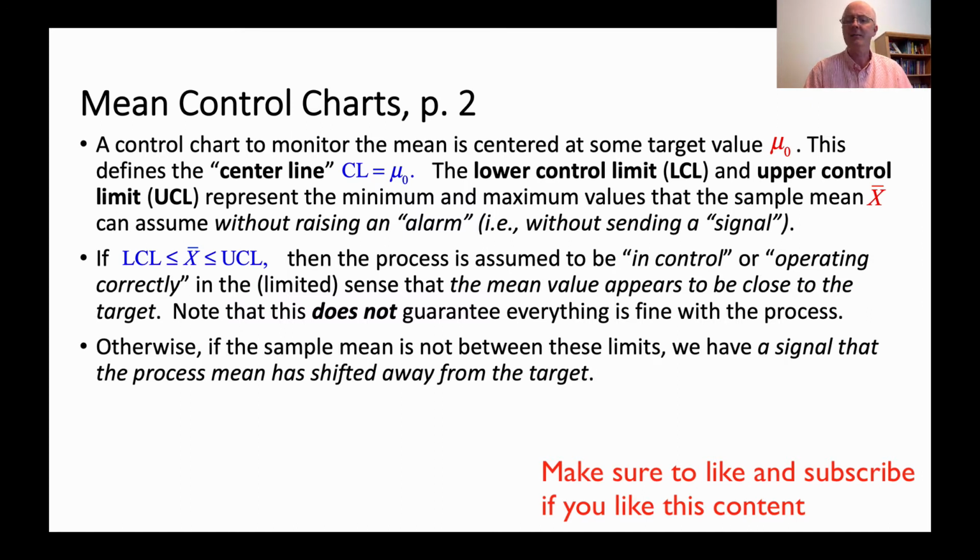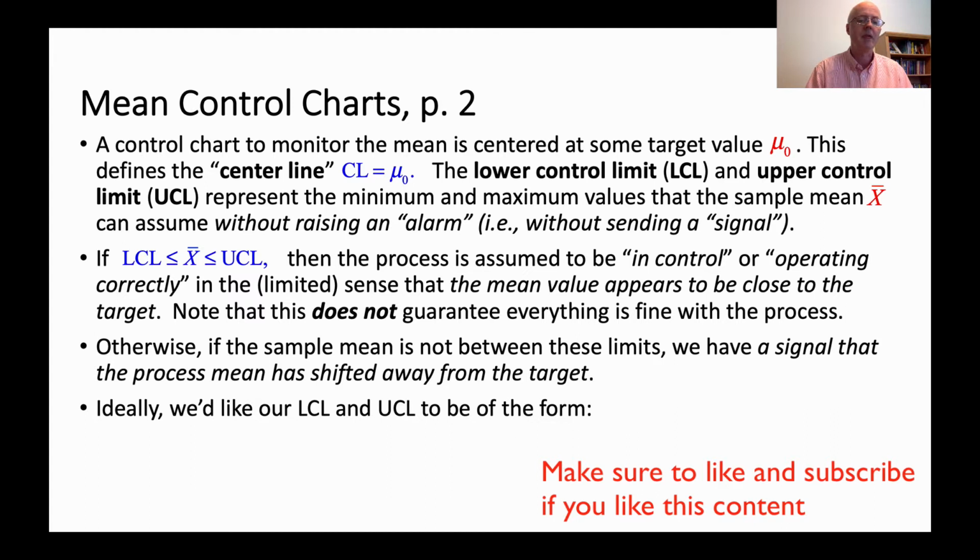Otherwise, if the sample mean is not between these limits, the LCL and the UCL, we have a signal, an alert, an alarm, that the process mean is not where it should be. It's shifted away from the target mu 0.